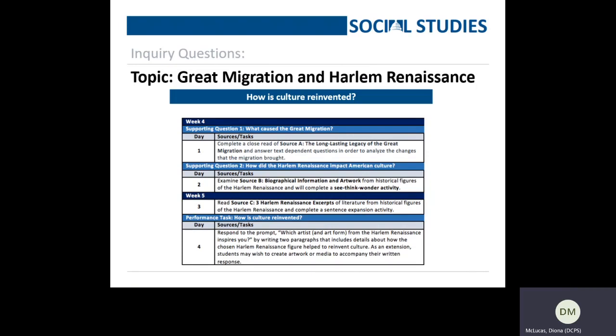Our plan breaks down into 4 exciting days of learning over the next 2 weeks. We will use 3 of those days to answer 2 supporting questions. Supporting questions are used to help us learn new information and skills that will help us answer the compelling question. Remember, the compelling question is, how is culture reinvented? We will go back and revisit that on the 4th and final day of learning.